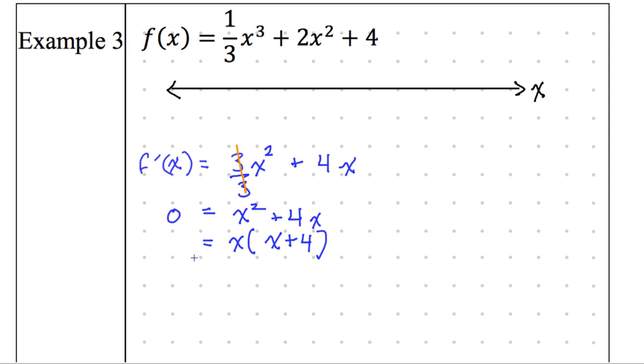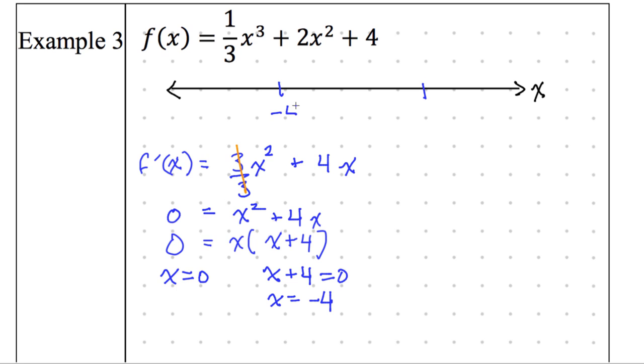And now we can use a certain property known as the... it's called the zero product property. There it is. Zero product property says this is equal to 0 or this is equal to 0 or both. So I'm going to say now x equals 0 or x plus 4 is equal to 0. Therefore, x is equal to -4. So we found our critical values. Let's go ahead and graph those.